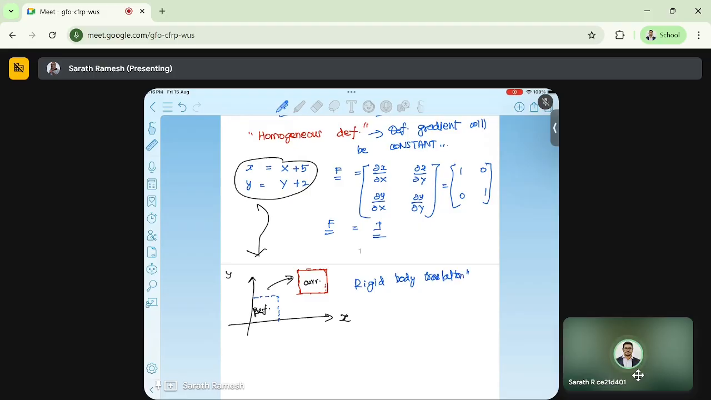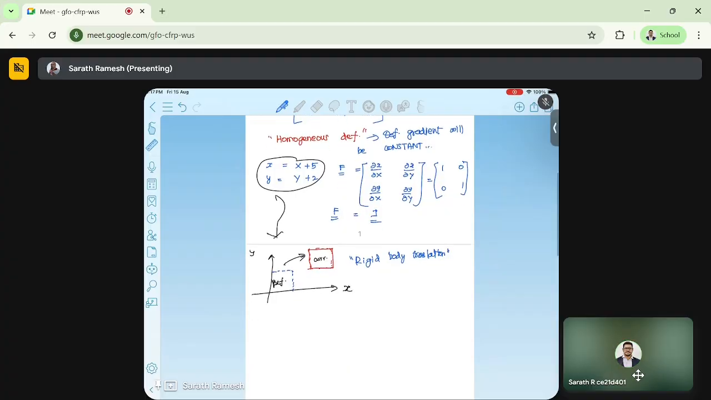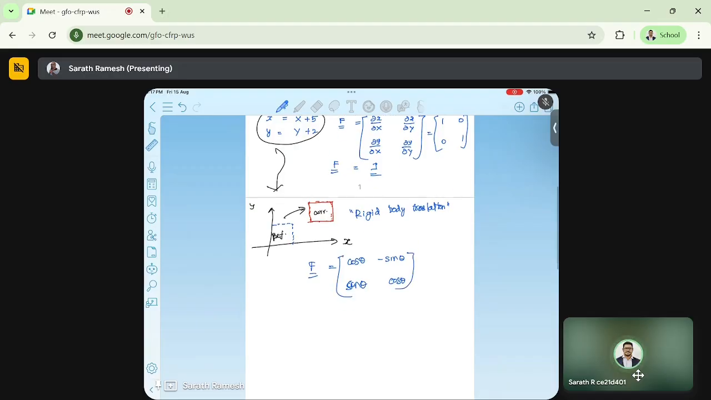Okay, there's no deformation. The body is not deforming by itself, if suppose the F matrix is I. Okay, let's take another case. Suppose your F matrix is like this, you might have already seen this: cos theta, minus sin theta, sin theta, and cos theta. You might have seen this last week, right? This is nothing but a transformation matrix.